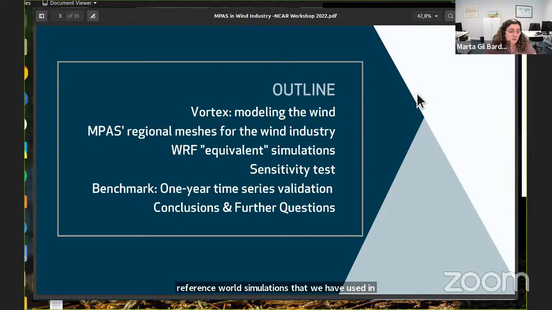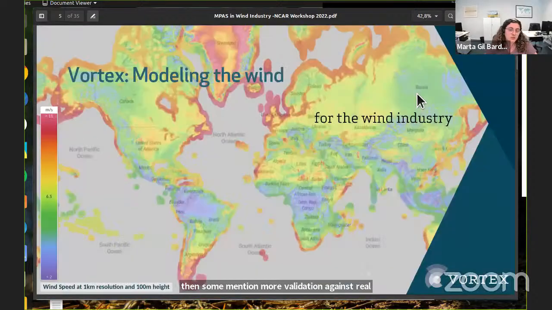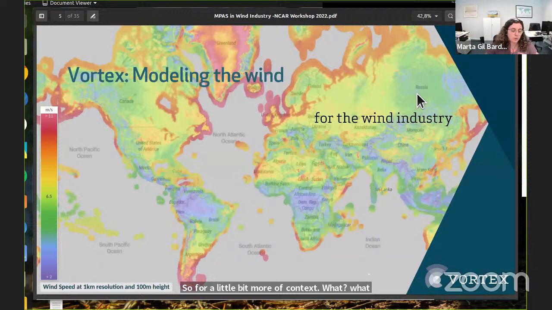We have done some sensitivity tests on the meshes and then some benchmark validation against real measurements to make sure that the meshes were right. For a little more context, we model the wind to obtain time series of raw wind data that wind engineers can use to assess which kind of turbines to use or where exactly they want to put the turbines.